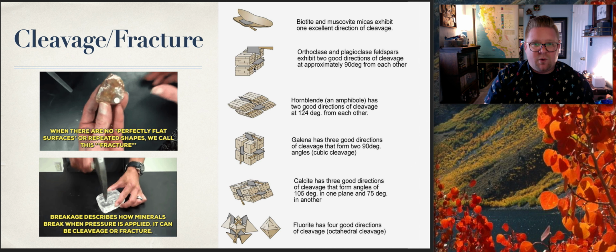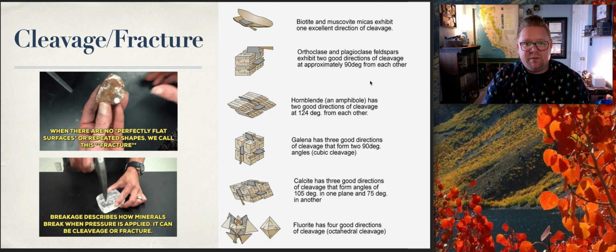This is an example of orthoclase or plagioclase feldspars. It exhibits two directions or two axes coming in, cutting it at 90 degrees, so it's more blocky, like a broken brick.